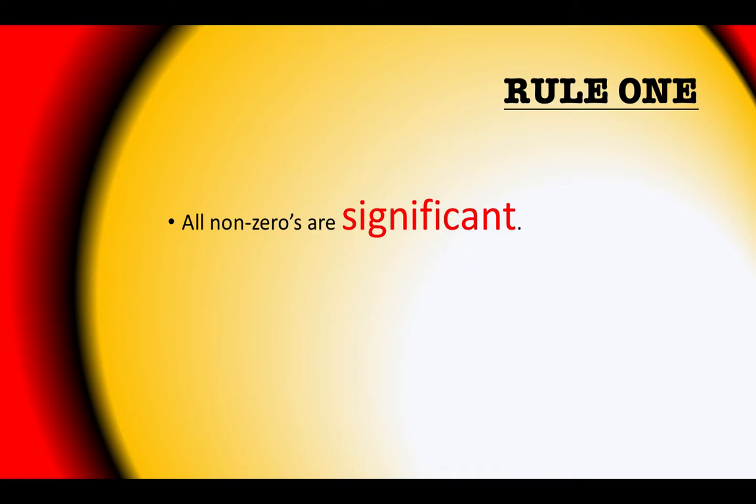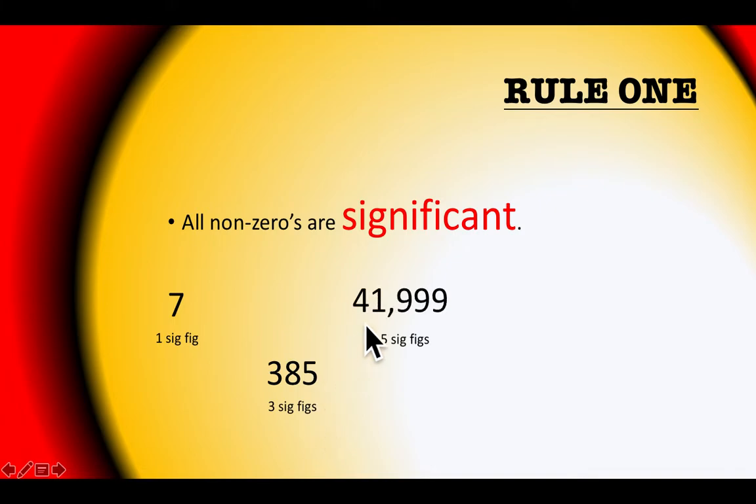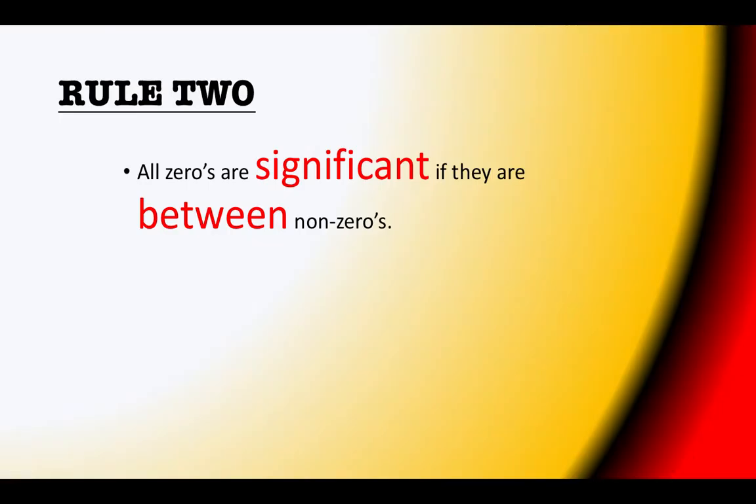Those are the digits that would be non-zeros. So this value, this 7 all by itself, is one significant figure. This value of 385 is 3 significant figures. 41,999 is 5 significant figures. And 18.9788 is 6 significant figures. In these cases, all of the digits count since they are not zeros.